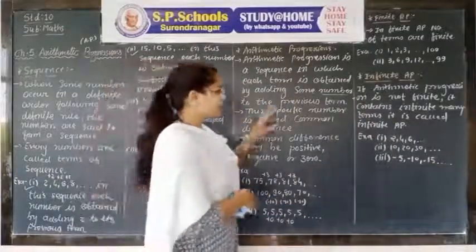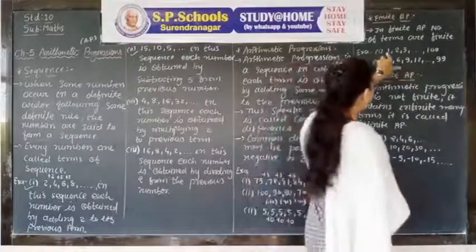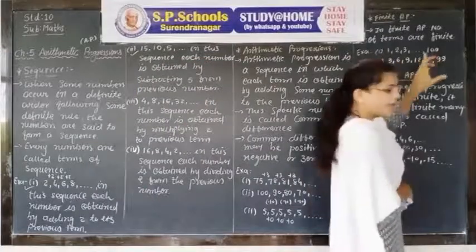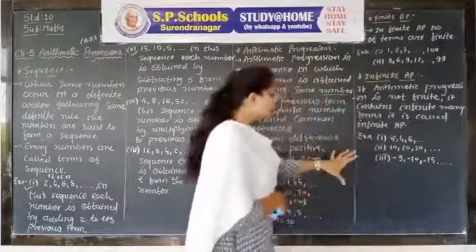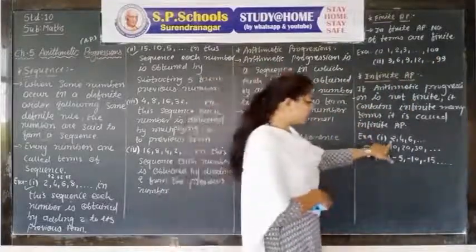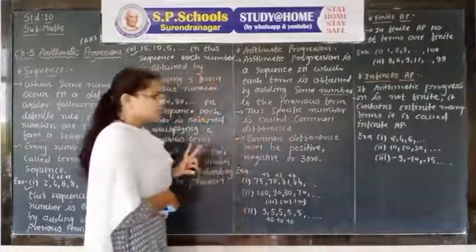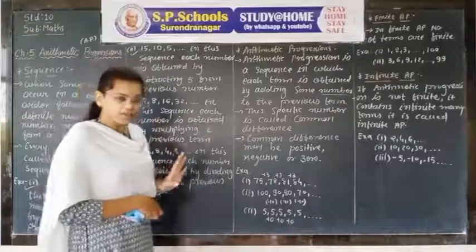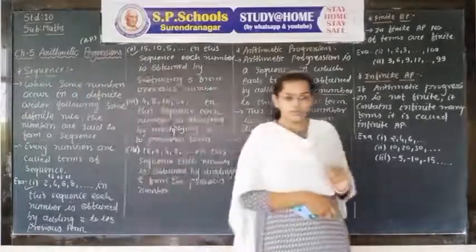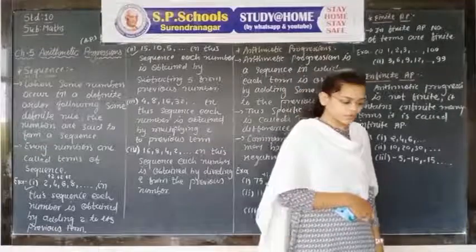In finite AP, we know 3 terms: the first term A, the last term, and the common difference. But in infinite AP, we know only 2 terms: the first term A and the common difference D. There are 2 types of AP, finite AP and infinite AP. Now we discuss the standard form of arithmetic progression.